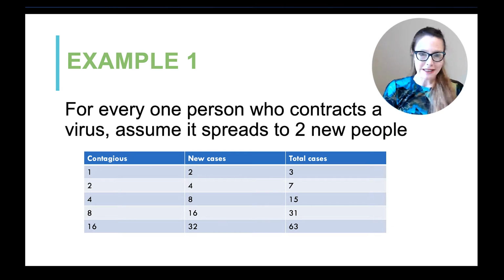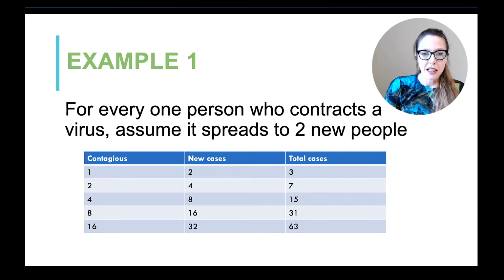And at this point in time, the world has been grappling with something called COVID-19. And so there are needs to model this and try to understand better how it's affecting people and how it could affect people so that we know how to proceed. So for every one person who contracts a virus, there are assumptions put in place as to how many other people it could spread to.